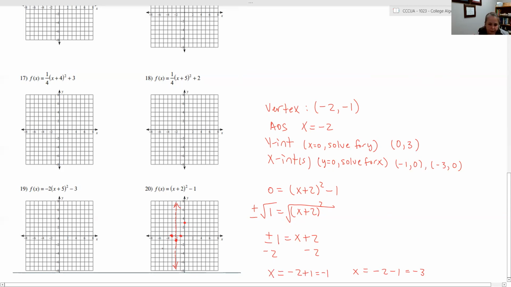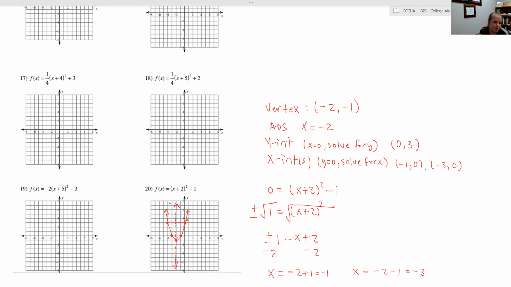Now I do want another point to put on my graph, and I'm going to use what I know about the axis of symmetry and a point on one side of my graph. Looking at my y-intercept here, I have to go 2 units to get to my axis of symmetry. So I'm going to go 2 units away from it to get a fifth point. There we go. And there's our parabola. That one's a lot better than that first one I did.